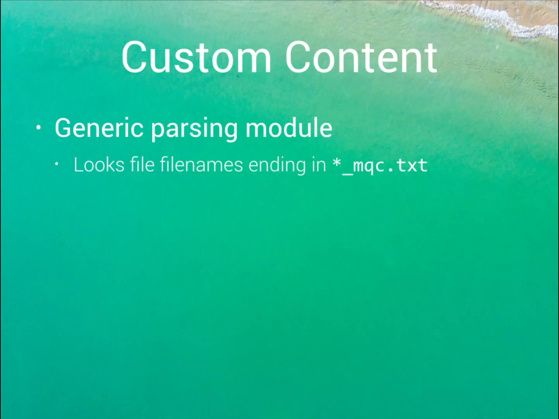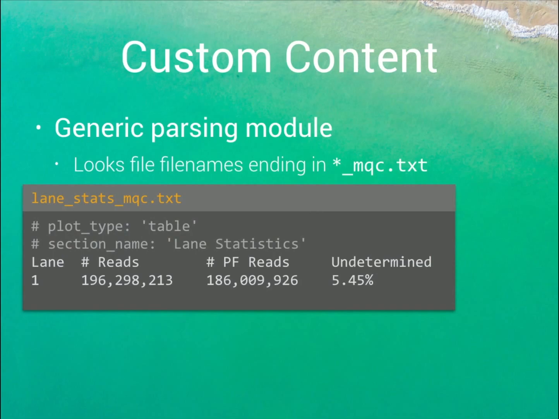And generally, if you add on _mqc.text or .csv or .yaml or whatever file name extension you need, if it ends in _mqc, MultiQC will hopefully find it. And without any other configuration information, it will try and guess and do the best thing it can for that file. Here you can see one such file. We've got an _mqc.text, and you can see that we've got some information about a lane and some reads and whatever. It's a tab delimited file.